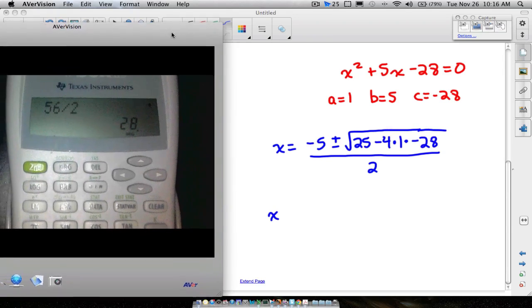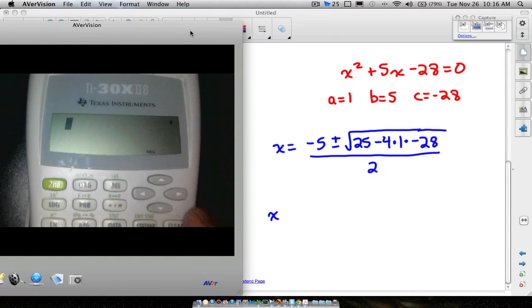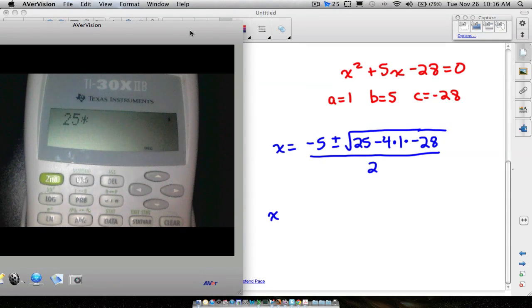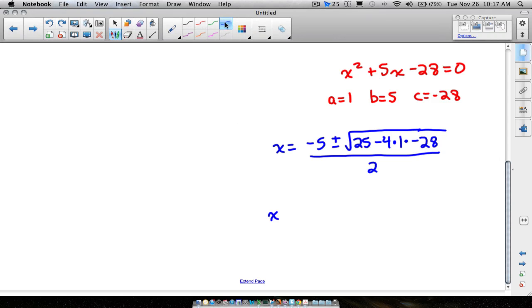All right. So going to the calculator, I'm going to work out the inside of that radical. 25 minus 4 times 1 times negative 28. So inside of the house, we get the square root of 137. So we have negative 5 plus or minus the square root of 137, all over 2. And that's actually as far as we can go with that. That is the exact answer for x.